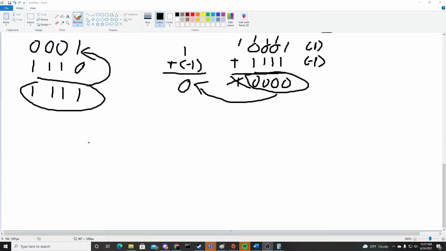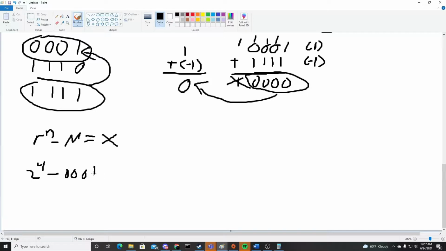And so likewise, and I'm going to run through this equation really quickly, again, if we used our r to the n minus n equals x, with x being our 2's complement number, and we filled it in for 0001, we would have base 2, so 2 to the n, which would be 4, because we have 4 binary digits, minus n, which would be 0001. And we'll quickly do this, so we'll have 16 minus 0001.